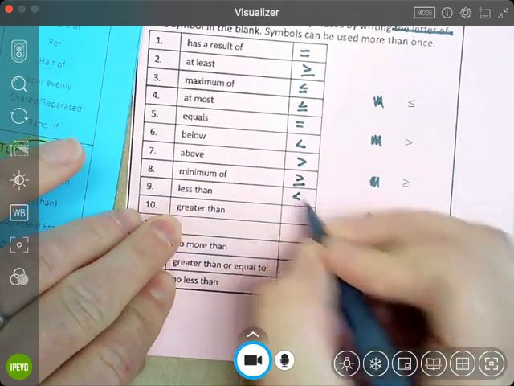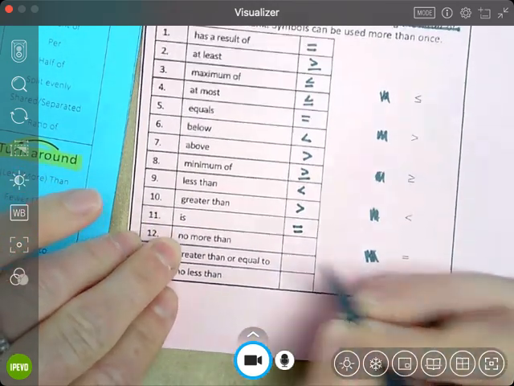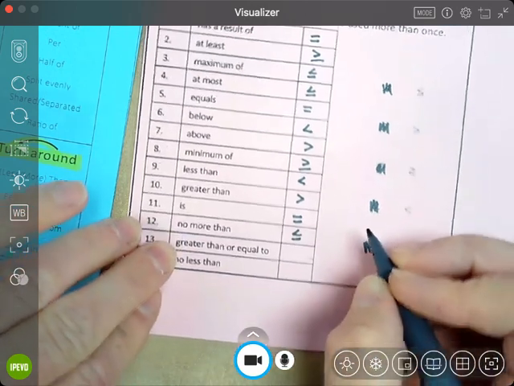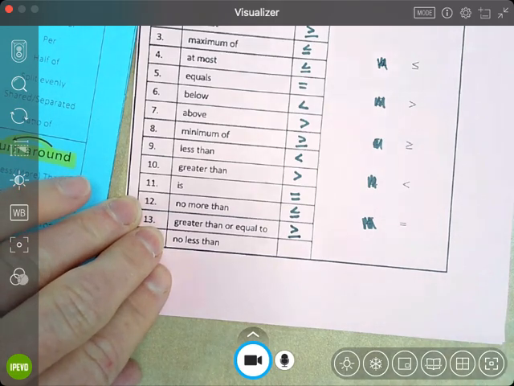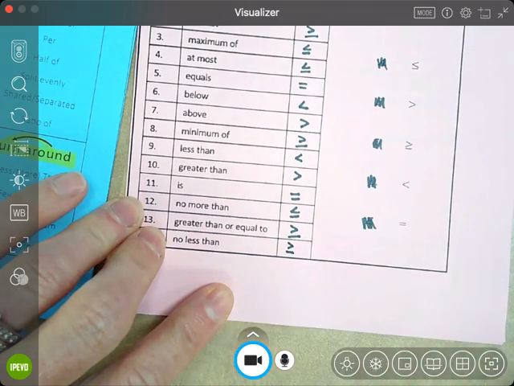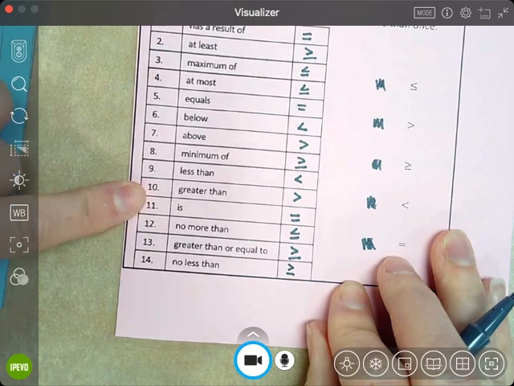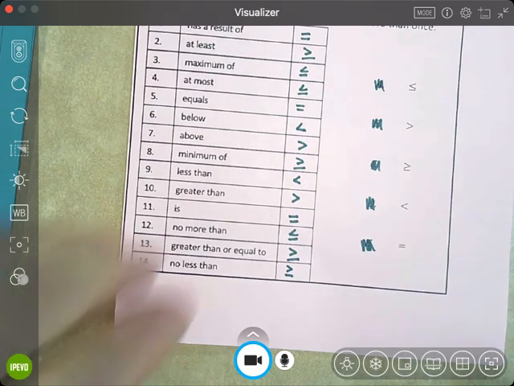Less than, greater than, is, equals, is no more than, so that means it has to be less than or equal to. Is greater than or equal to, no less than $15. So that means it would have to be greater than or equal to. So if you think back as you're thinking these and say them in your head and use money, that usually helps me understand it better if I use money.